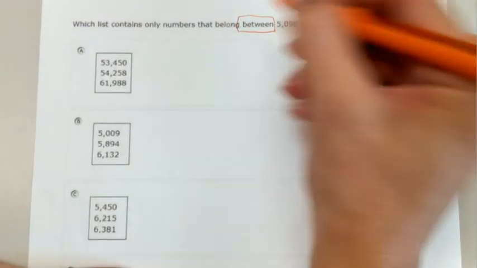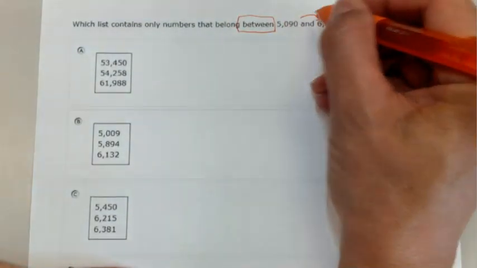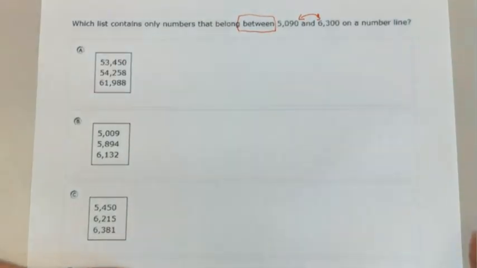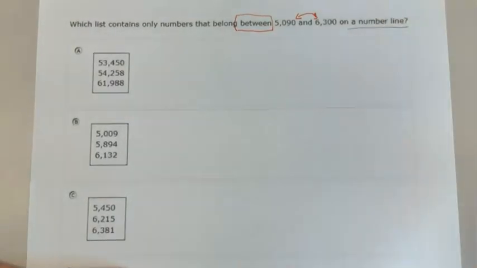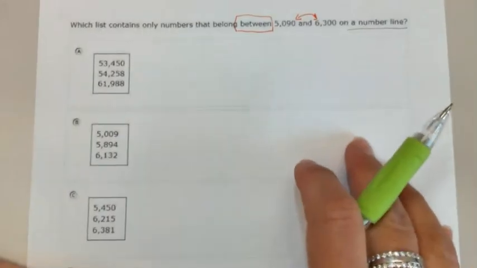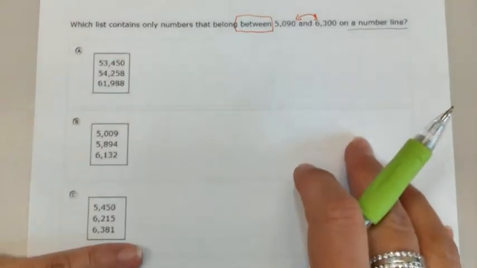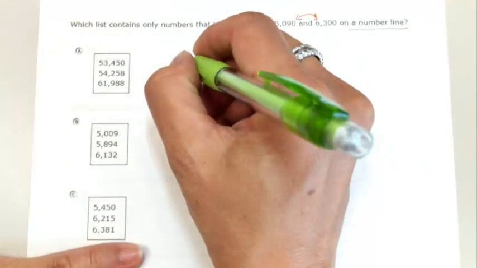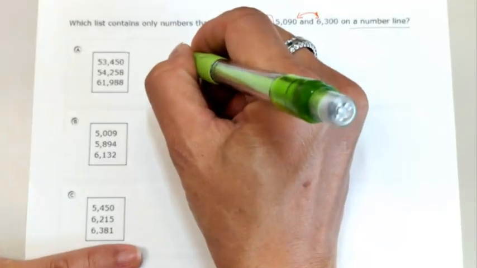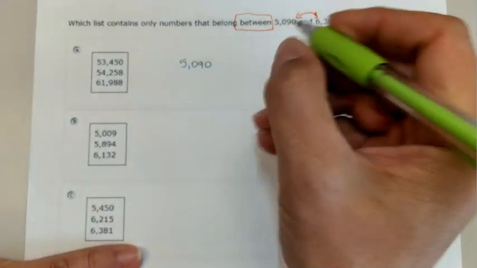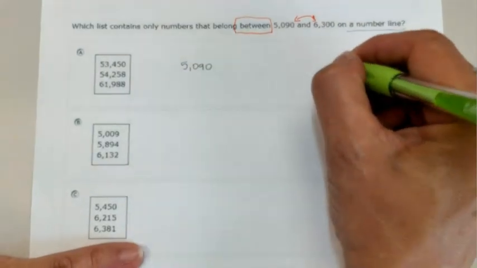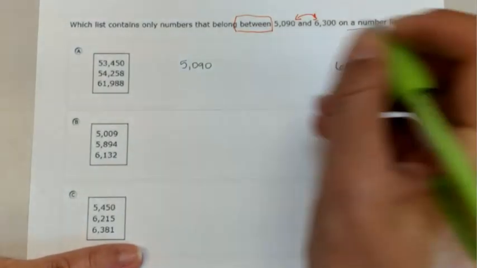Between means that I need numbers that go between or in the middle of 5,090 and 6,300, and they want me to order them on a number line. So I'm going to look at my answers and start working through each one. So the numbers that are given that I have to work between: 5,090 and 6,300.